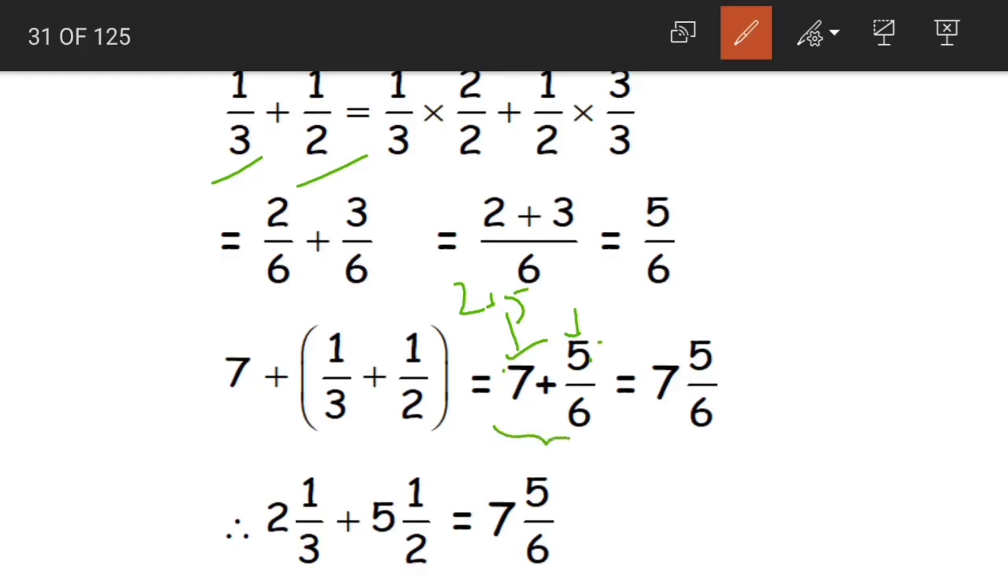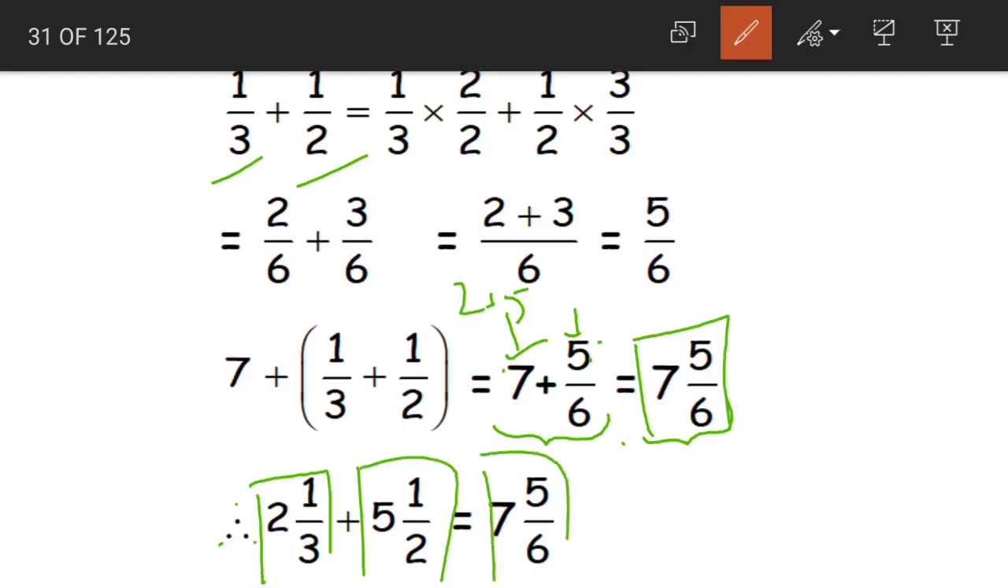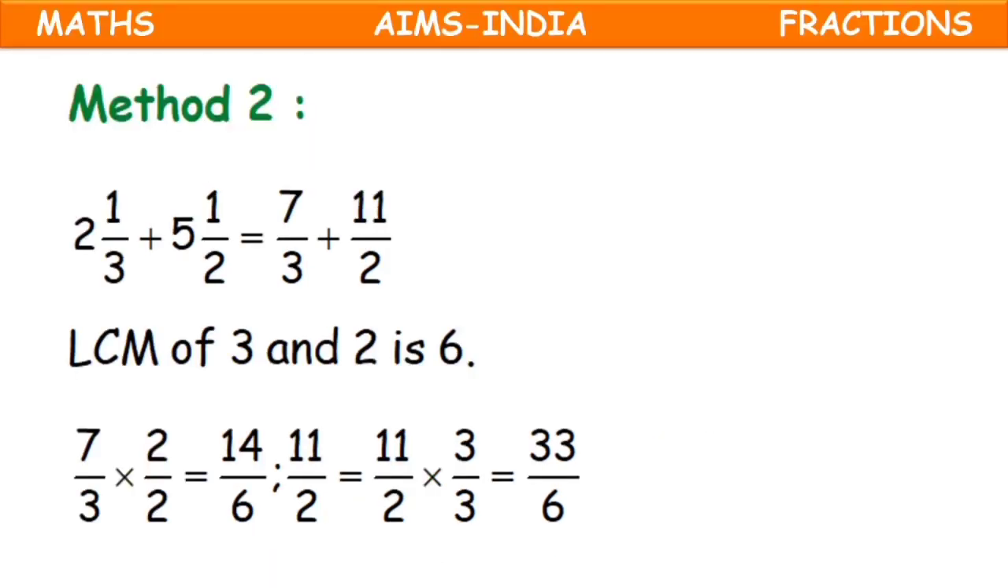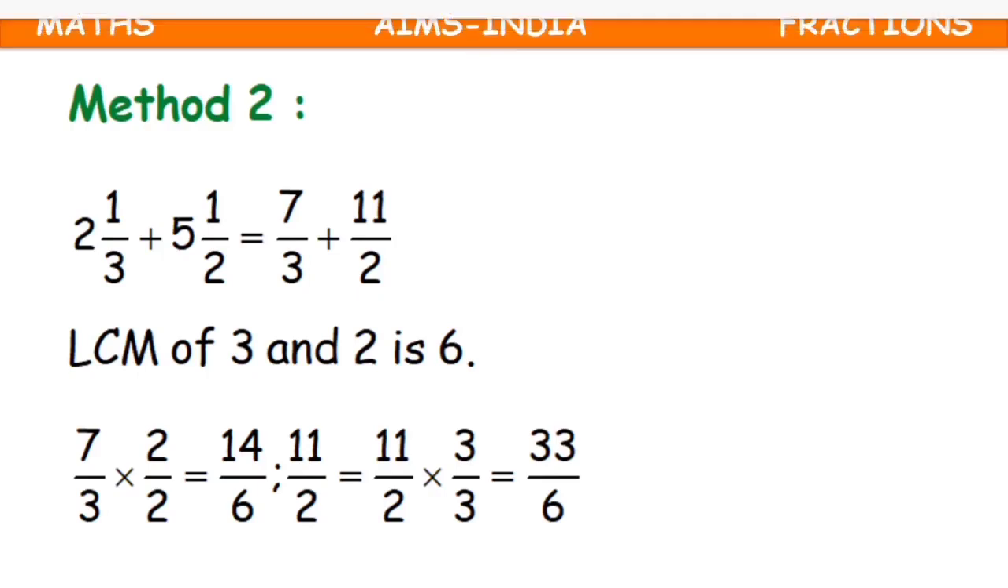Now when we add both these together, we get 7 5 by 6. This is the sum of our given mixed fractions. Therefore 2 1 by 3 plus 5 1 by 2 is equal to 7 5 by 6. Understood children? This was just our first method. Now coming to the second method, the second method of adding mixed fractions.